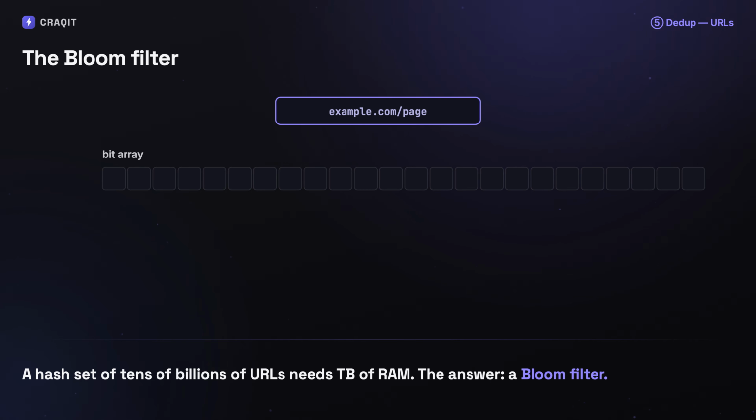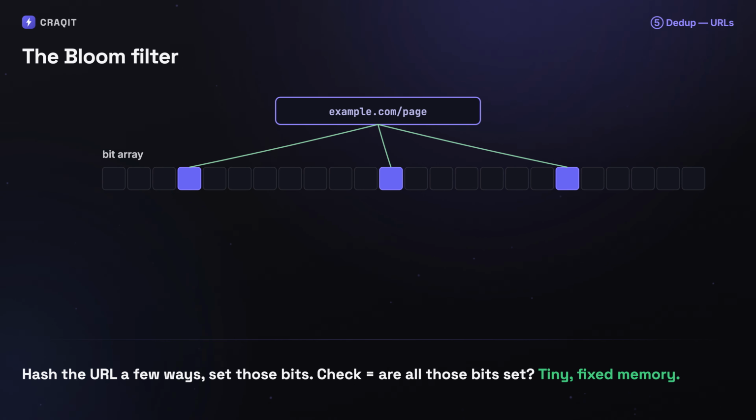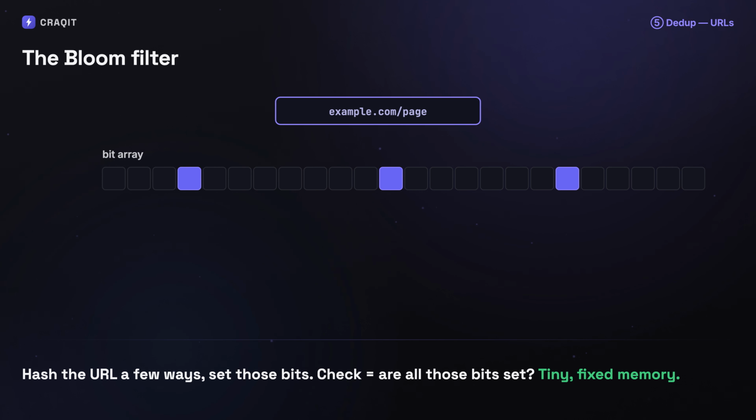A Bloom filter is a probabilistic membership structure, a big bit array and a handful of hash functions. To add a URL, you hash it several ways and set those bits. To check it, you hash it and see if all those bits are set. It answers, have I seen this, in tiny fixed memory? A few gigabytes for billions of URLs instead of terabytes.